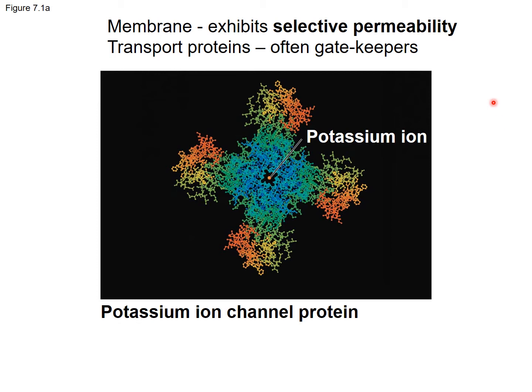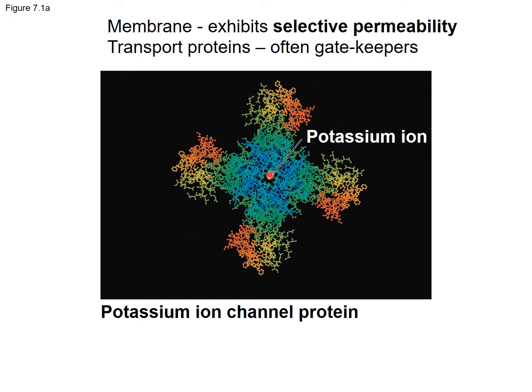Transport proteins are usually the gatekeepers of that gate. They are the ones that decide what goes in and what goes out. One example is this transport protein here. You can imagine that we're looking down into the cell. All of this is plasma membrane right here, and we're looking down through this channel protein.